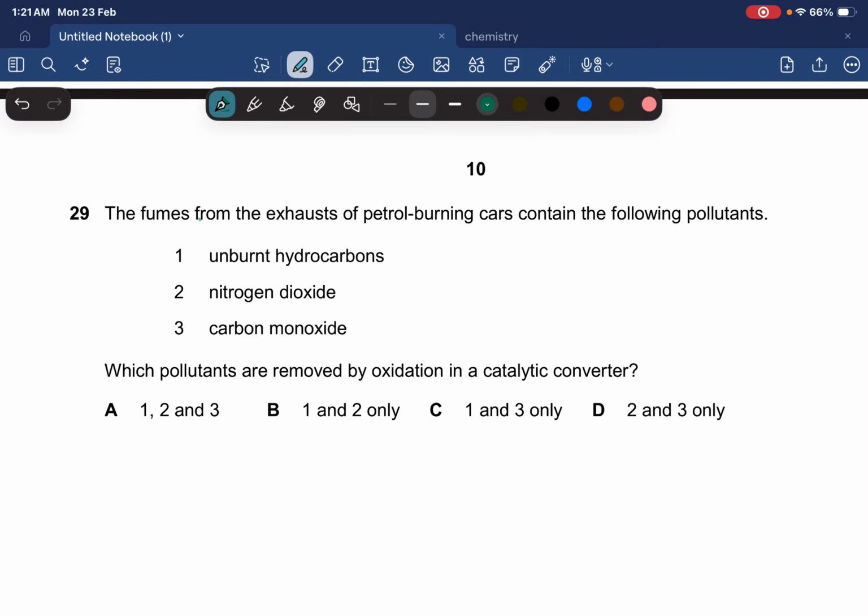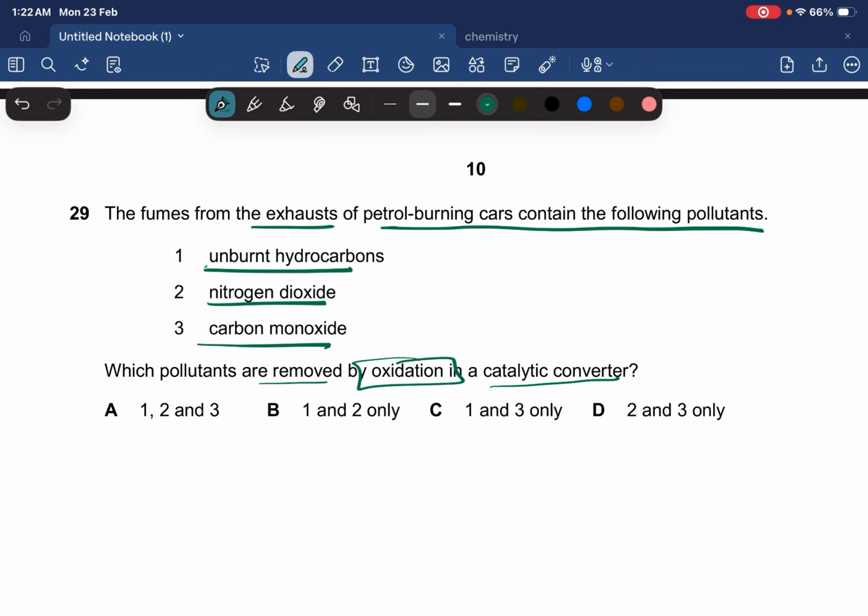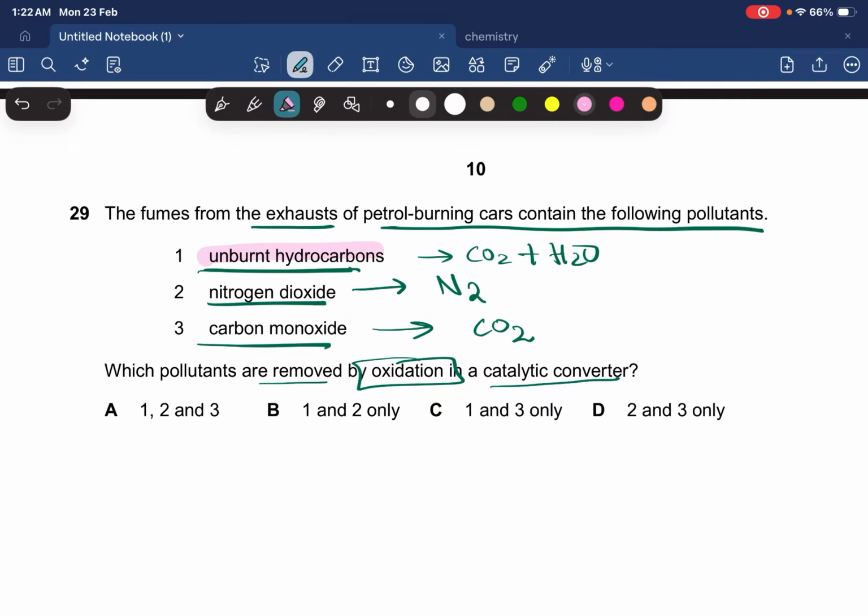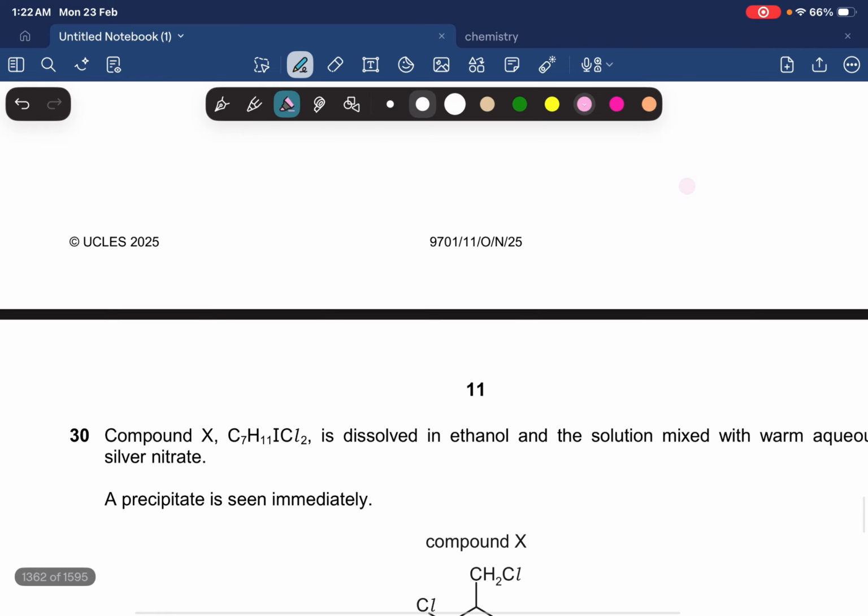Over here it says that the fumes from the exhaust of petrol burning cars contain the following pollutants: unburnt hydrocarbons, nitrogen dioxide and carbon monoxide. Which pollutants are removed by oxidation in the catalytic converter? Unburnt hydrocarbons are oxidized to form carbon dioxide and water. Nitrogen dioxide is not oxidized, it's reduced to nitrogen, and carbon monoxide is oxidized to carbon dioxide. So oxidation only occurs in unburnt hydrocarbons and in carbon monoxide. So 1 and 3 are oxidized, and nitrogen dioxide is reduced to nitrogen.